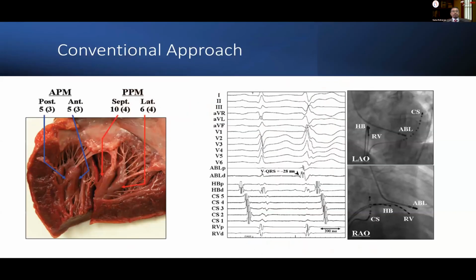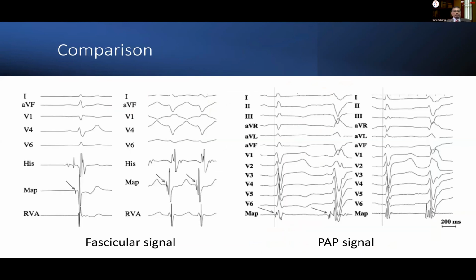And this is the conventional method, using this kind of mapping and identifying this potential. This is slightly different from the fascicular signal. This is a fascicular signal, while this is the papillary muscle signal. Yeah, this signal, and we update there.